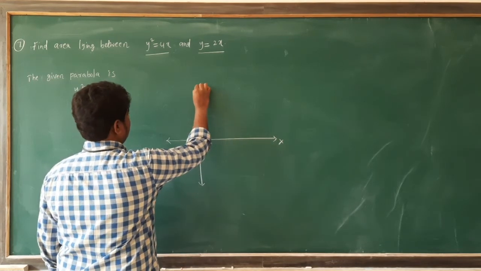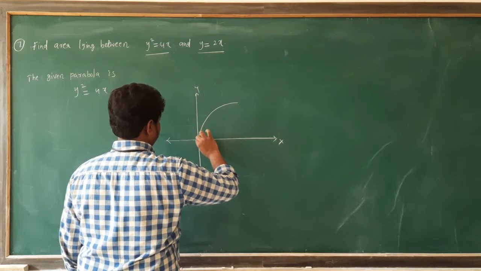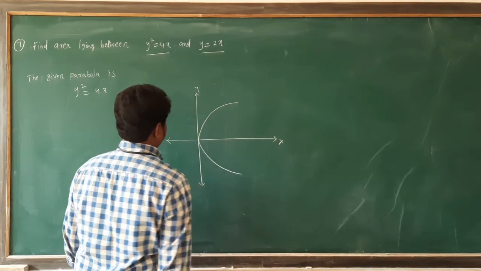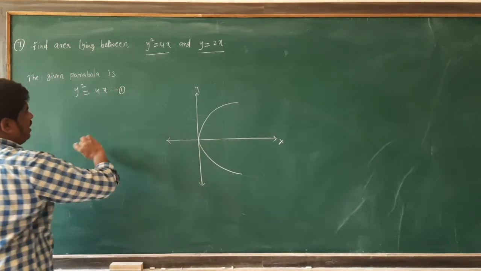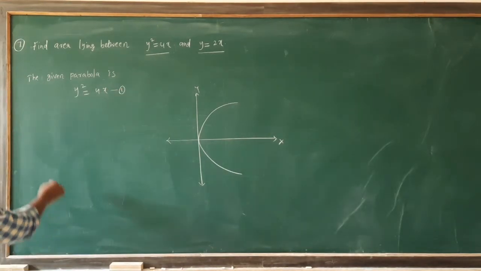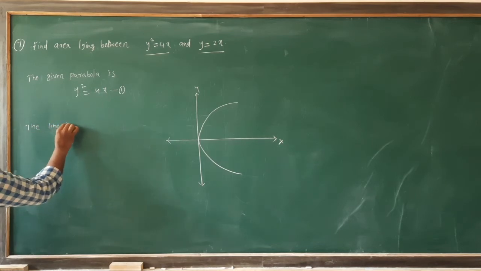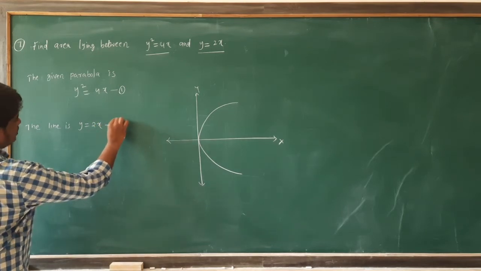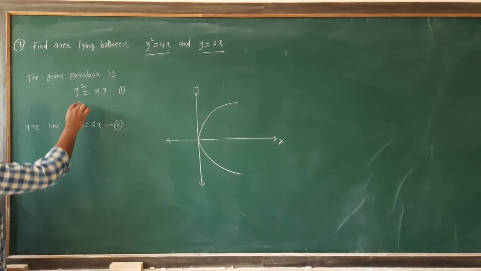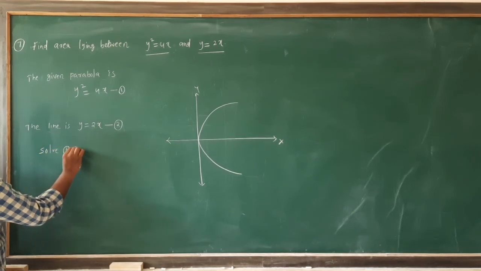It is the y-axis. It is the type 1 parabola. Next, take it as equation 1. Next, the line is y equals 2x. Take it as equation 2. First solve 1 and 2.